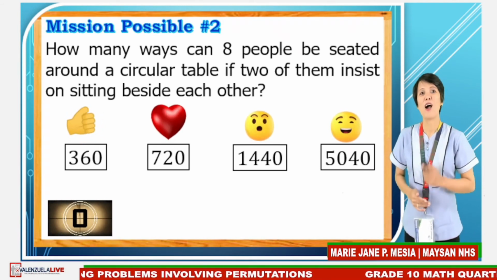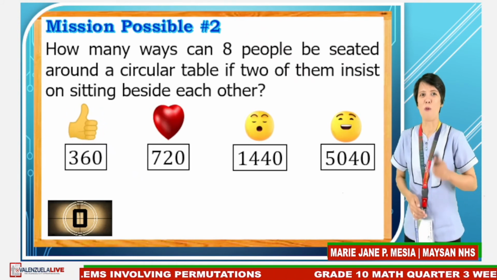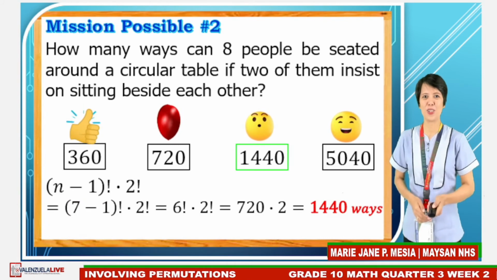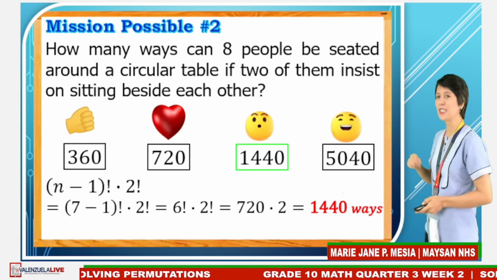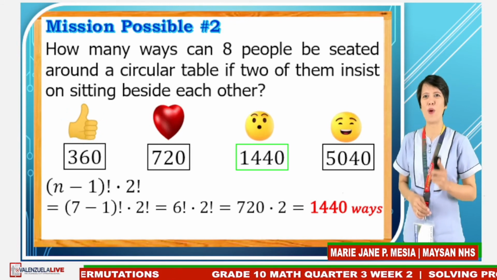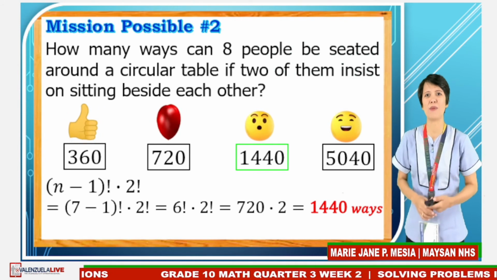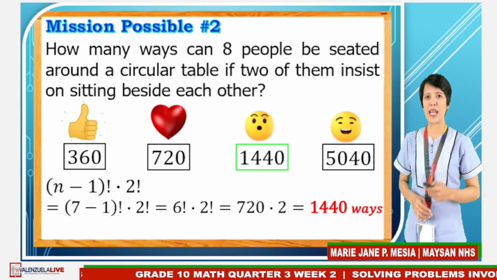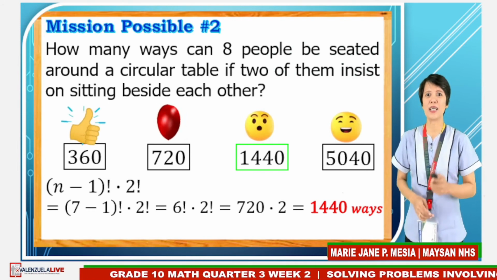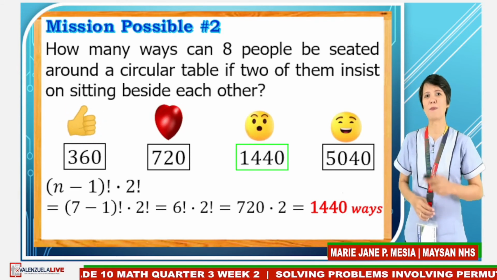Time's up. What is your answer? Very good. It's wow emoji. The solution is flashed on the screen. 2 people sitting together is considered one element. Number of ways of sitting 7 people at a round table is equal to the quantity of n minus 1 factorial, which is equal to the quantity of 7 minus 1 factorial, which is equal to 6 factorial.